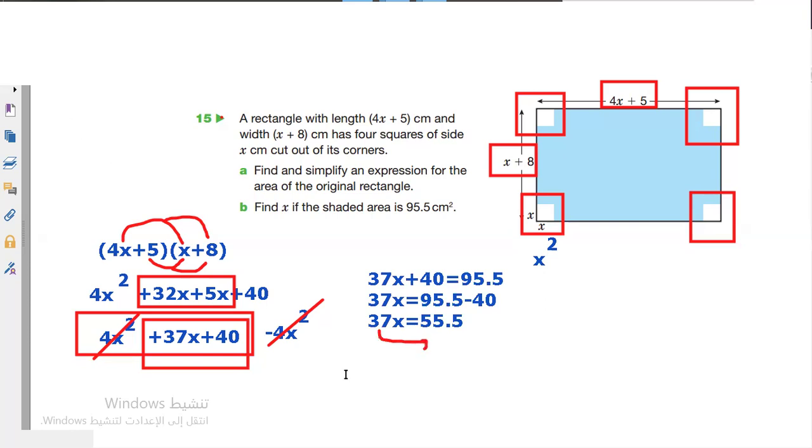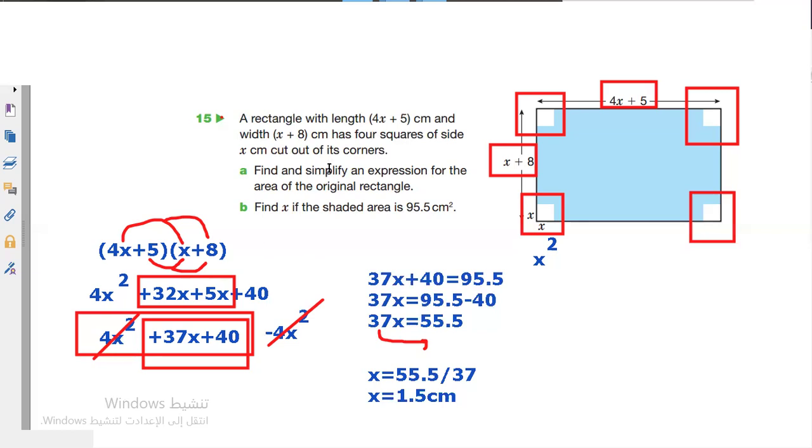So x will equal 55.5 divided by 37. It's going to be, yes, 1.5. So x equals 1.5 centimeters. And this is how you answer a question like this.